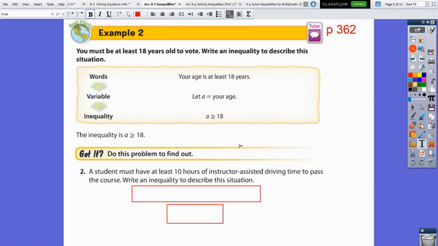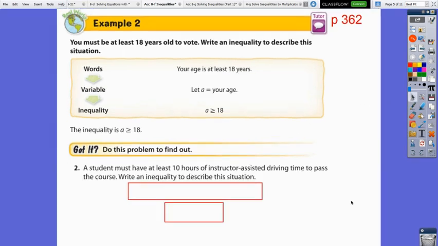Okay. Now in the Got It, of course, they use the same exact words as the example, which bugs me. So we'll give you some extra ones on the next page. But a student must have at least 10 hours of instructor-assisted driving time to pass the course. This is a requirement to get your driver's license in Connecticut. You have to have at least a certain number of hours of driving school. I'm not sure what the number is. Maybe it's 10. So what's an inequality that represents this situation?